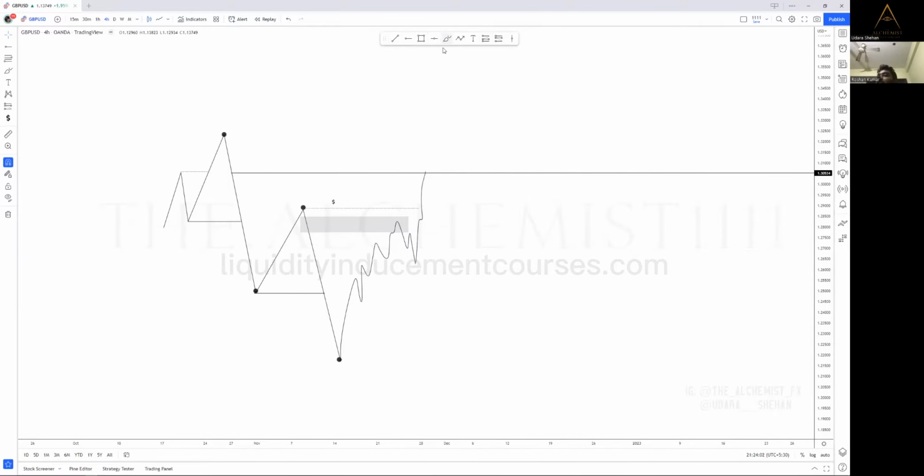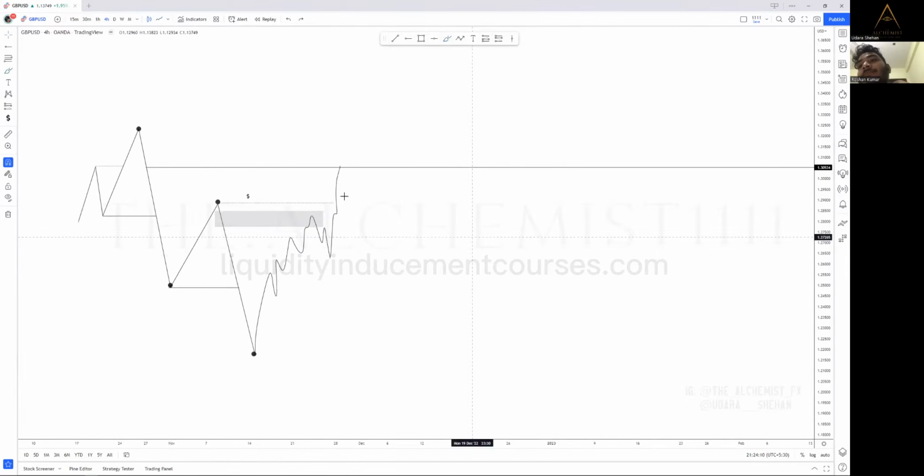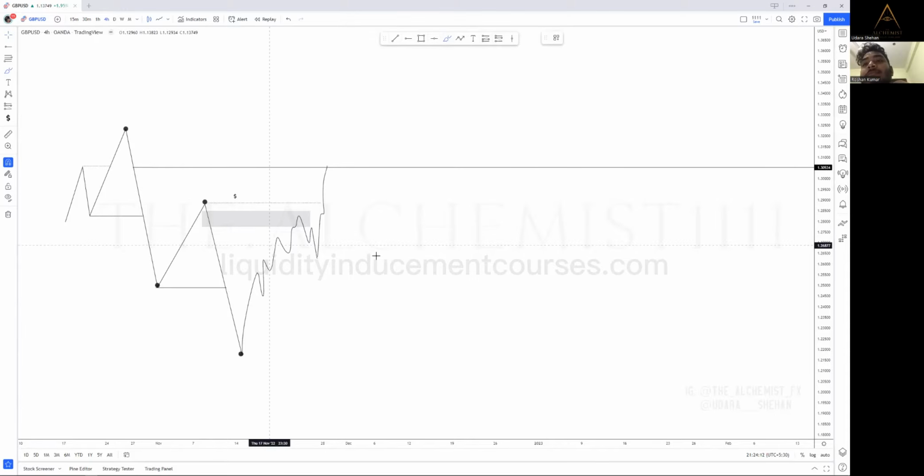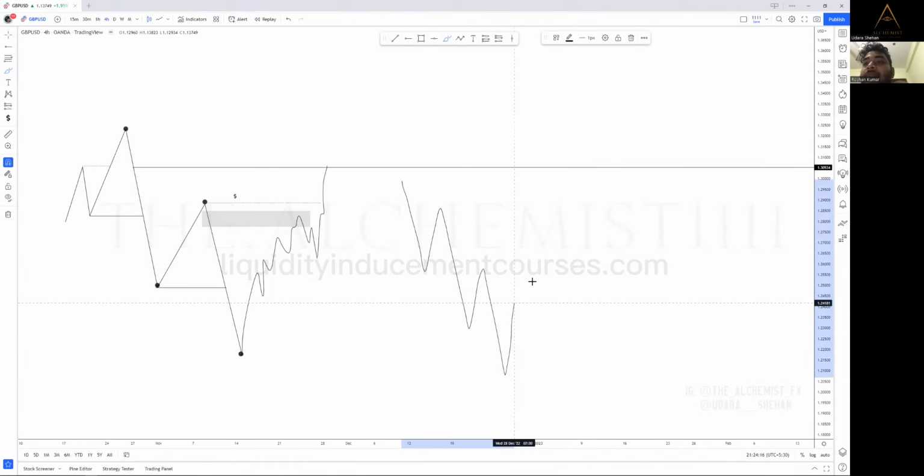So what is this? This was a manipulation of the sellers, right? But remember, it wasn't just a manipulation of the sellers. It did something else that is important. The market was doing lower highs and lower lows. Now, all of a sudden, you have a move like this. What would you think? You might think it's a bullish breakout structure, right?